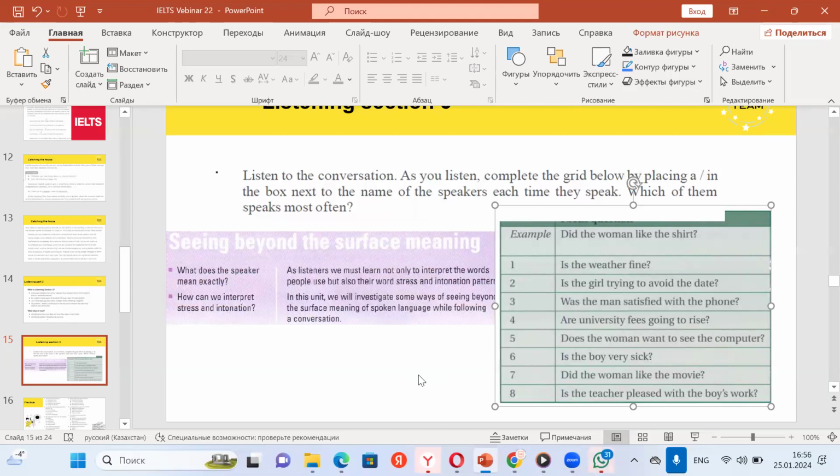Okay, guys, so what are your answers? All no? Wait. Okay. So first one is no, yes. Second one is yes, you're right. Third one is no. And four. The first one is yes. University fees going to rise.